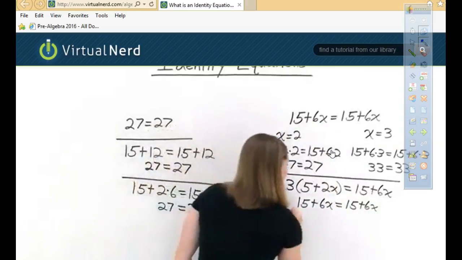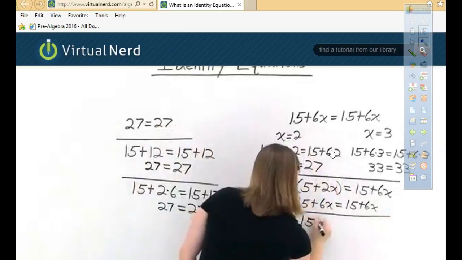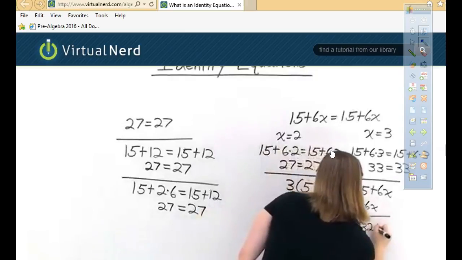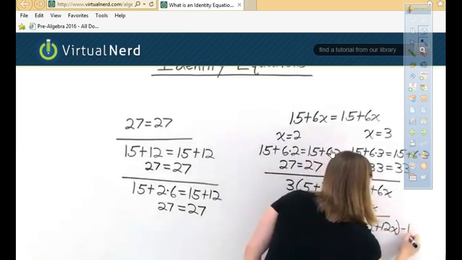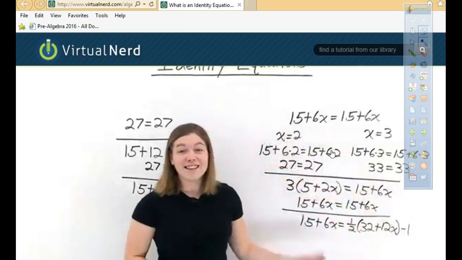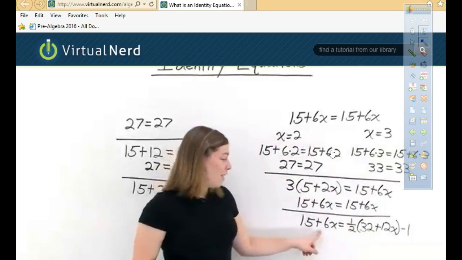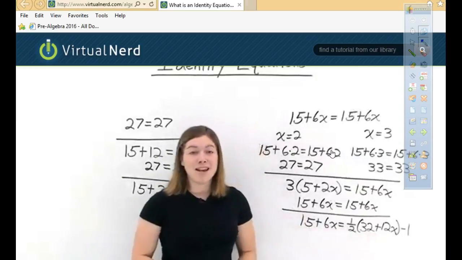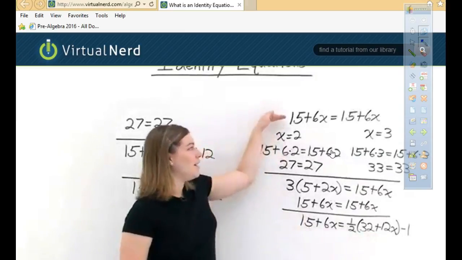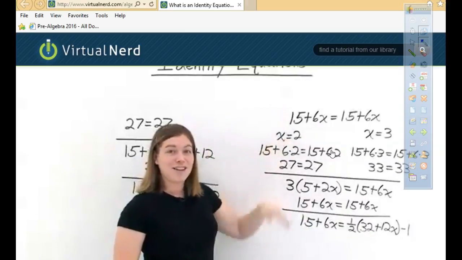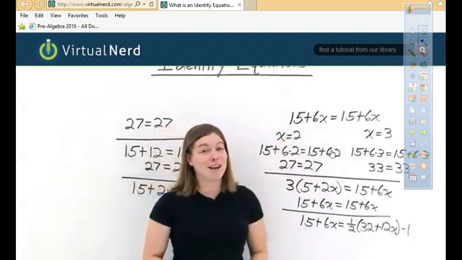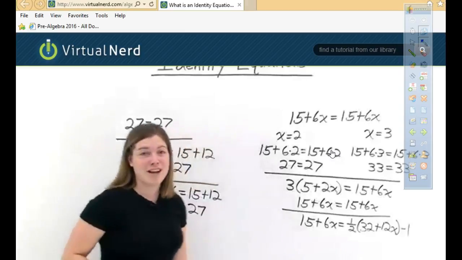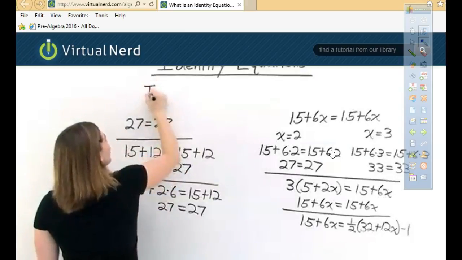Now let's do one more, a hard one. 15 plus 6x equals 1/2 times (32 plus 12x) minus 1. Believe it or not, this is an identity equation. Now the left-hand side doesn't look anything like the right-hand side. But if we simplify that right-hand side, we find that we end up getting this original identity equation. Look how ugly. So this is just a really complicated identity equation in disguise. And some of yours will look ugly like that, but they come out where the number equals the same.